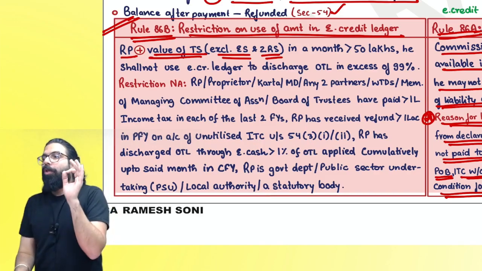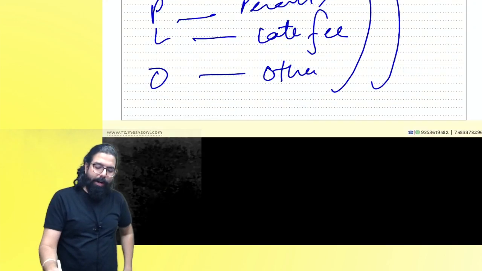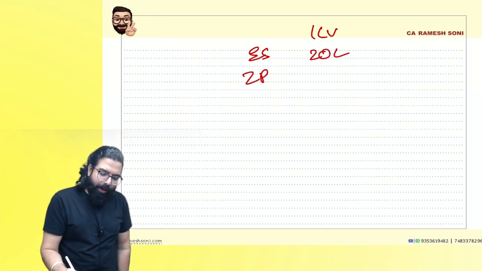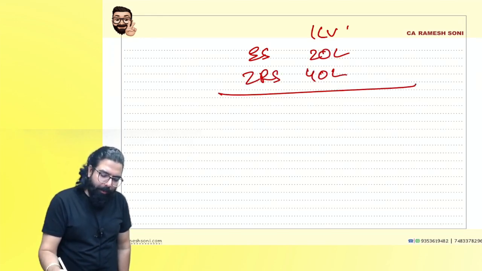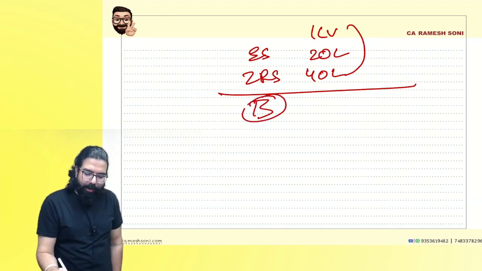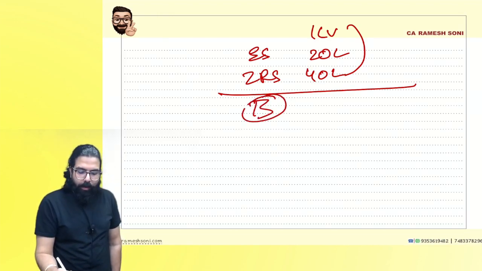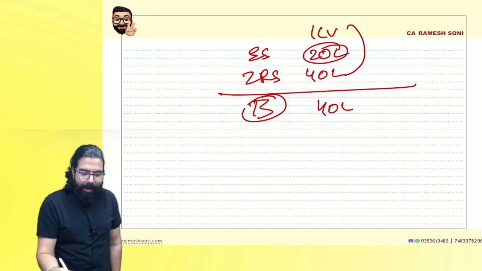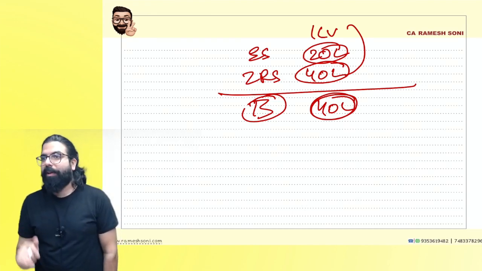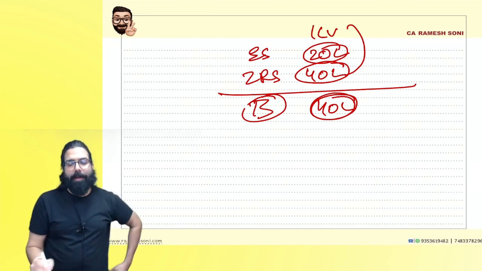Are we clear, everyone? For example, my total turnover is 1 crore. My exempt supply is 20 lakh and my zero rated supply is 40 lakh rupees. Can you tell me what is my taxable turnover? Taxable supply turnover is how much? 60 lakh gone, how much is remaining? 40 lakh. Is it crossing 50 lakh? No. For me, that condition is not applicable.